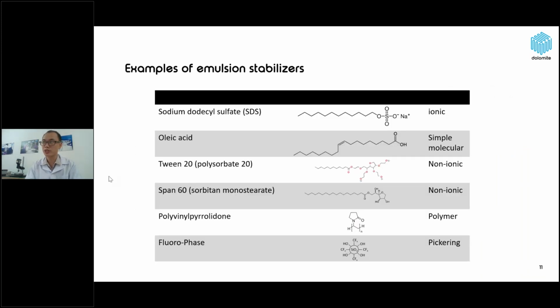So this one shows some examples of emulsion stabilizers. Sodium dodecyl sulfate, SDS, is an ionic surfactant, or it could be a simple molecule like oleic acid, or a non-ionic surfactant like Tween 20, which is polysorbate 20, or Span 60, or a surfactant like glycerol monostearate. Or it could be polymers like polyvinylpyrrolidone or polyvinyl alcohol, PVA. It could be Pickering emulsion stabilizers like Fluorophane. It's our product, which contains nanoparticles of silicon oxide.